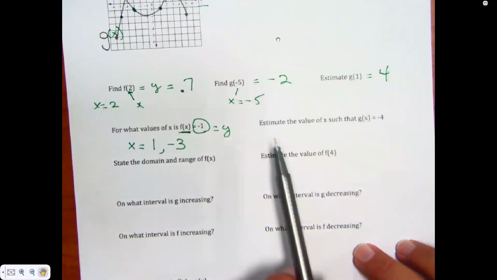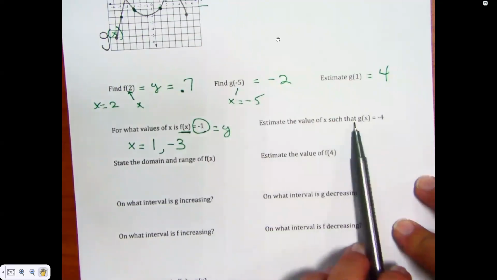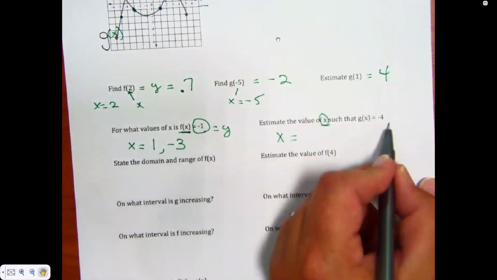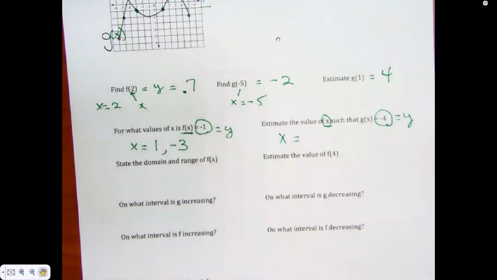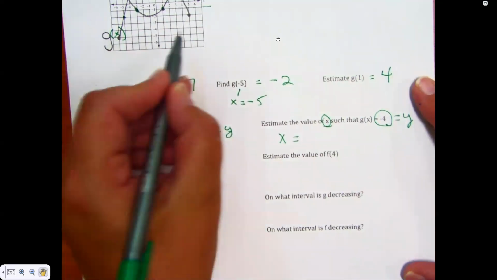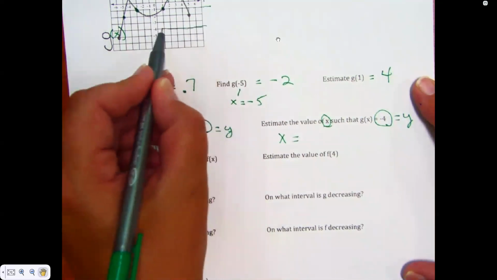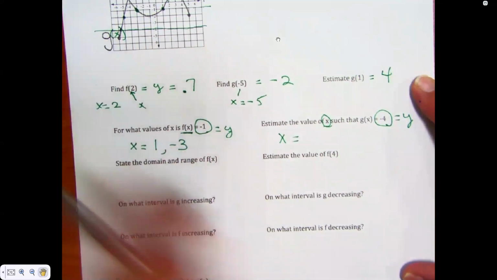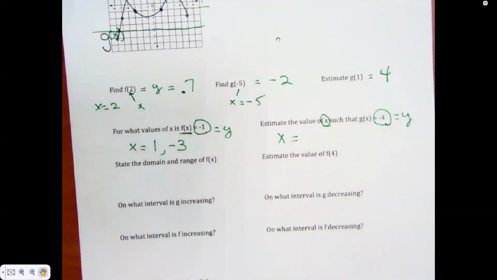All right, so what does this one say? Now this one says estimate the value. We're going to answer x values. y is -4, but make sure I'm on the g function. So y is -4. You can draw a line if you want. You have to give me the x value. Does anyone want to try? What's the x value there?